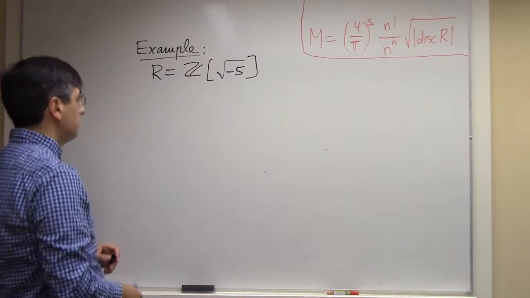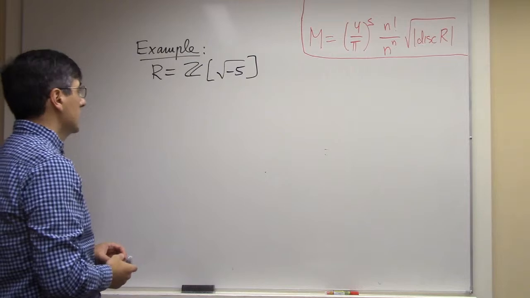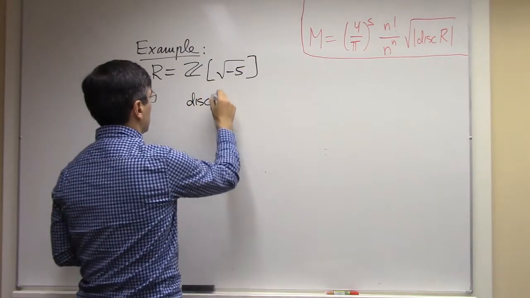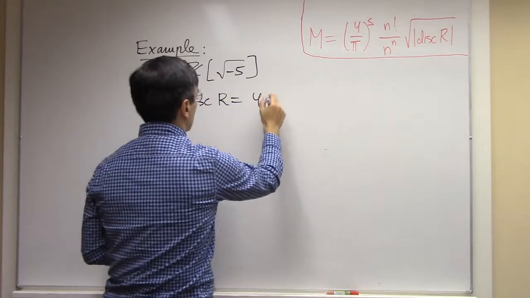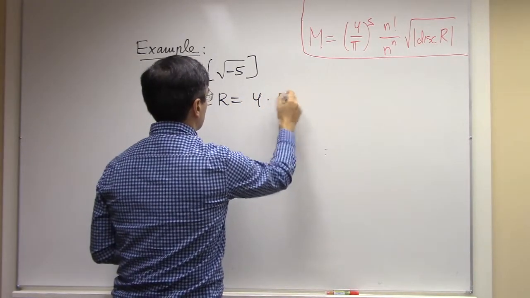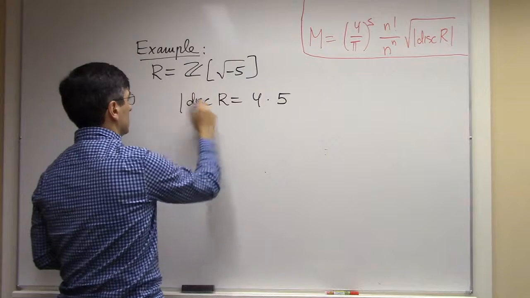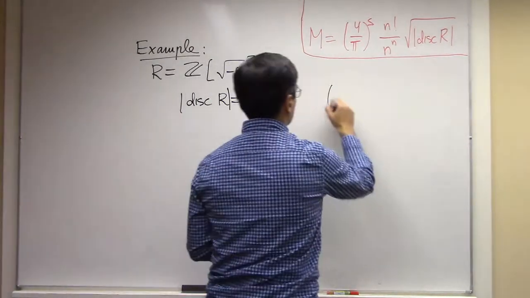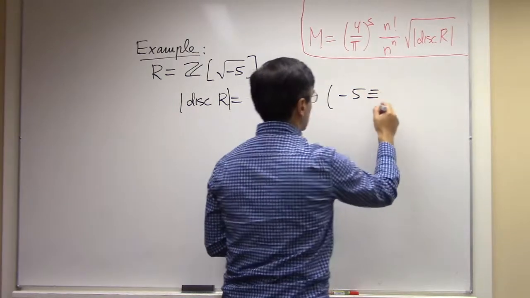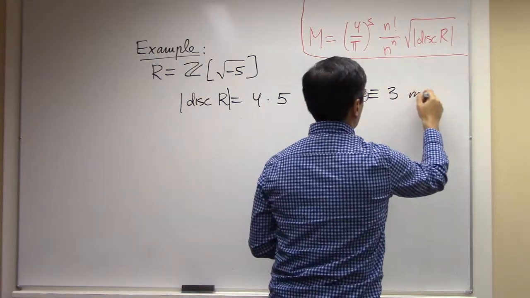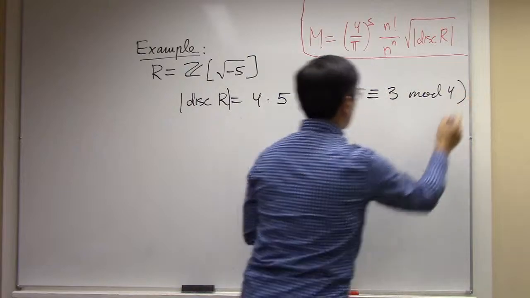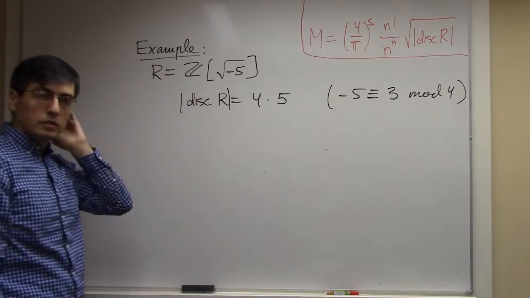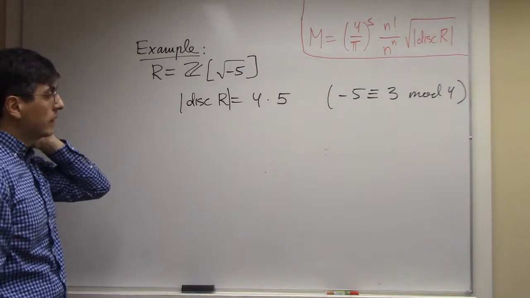Okay, so again, in this case, the discriminant of R is 4 times 5. So the absolute value is 4 times 5, because minus 5 is congruent to 3 mod 4. Okay, and this is indeed the full ring of integers.